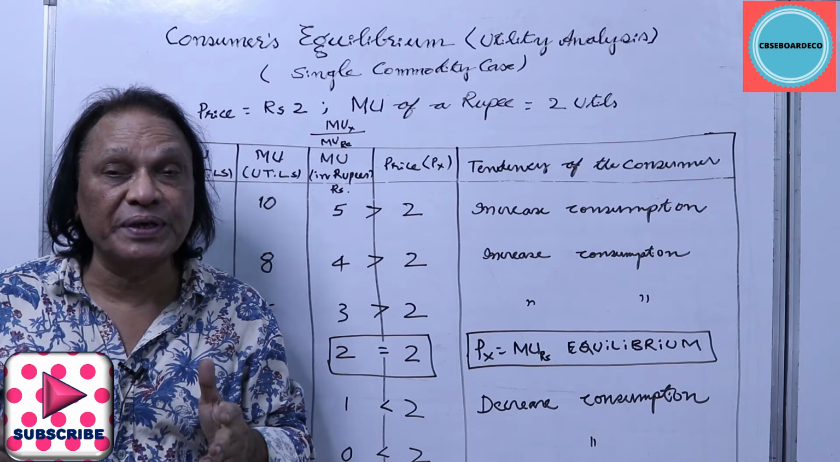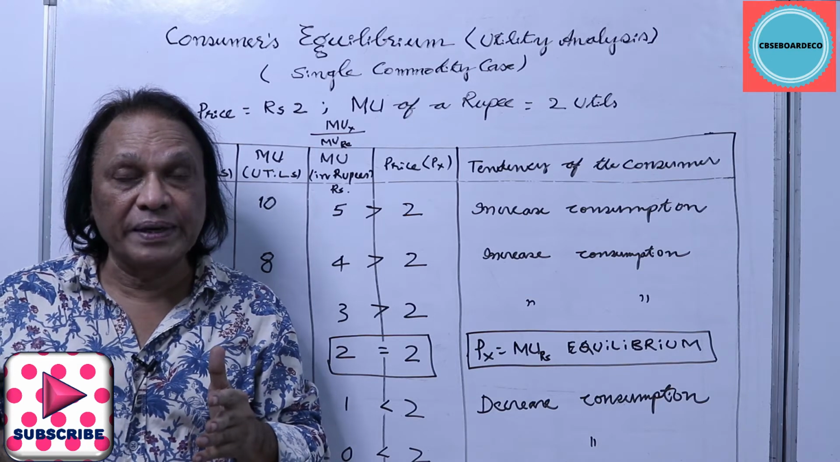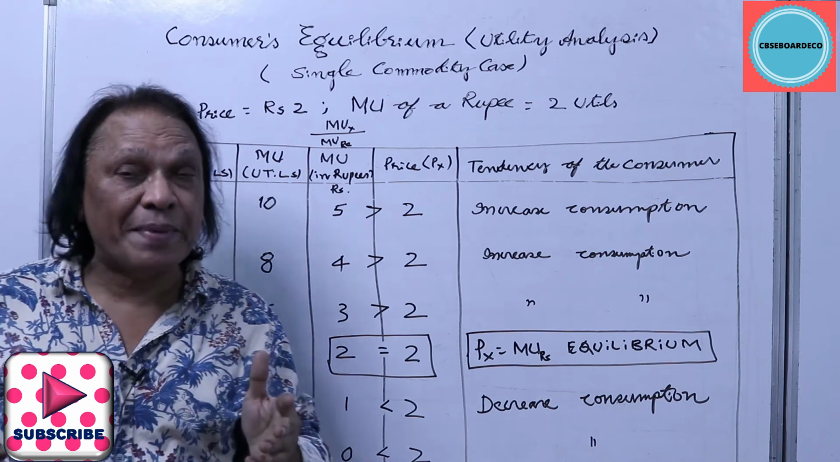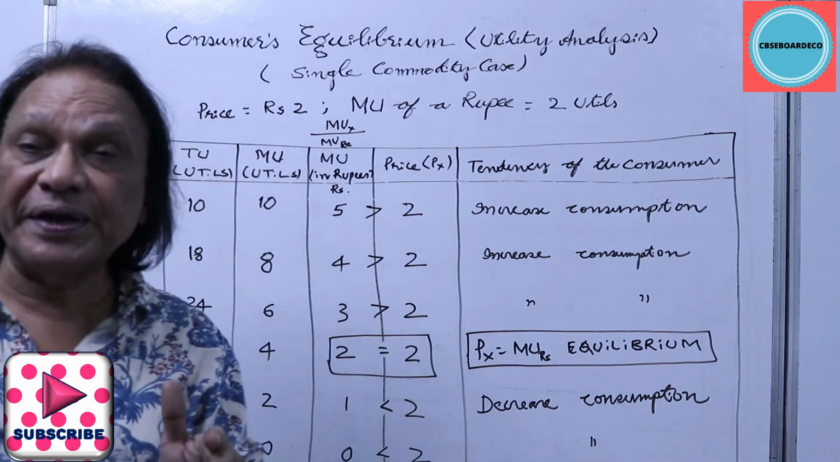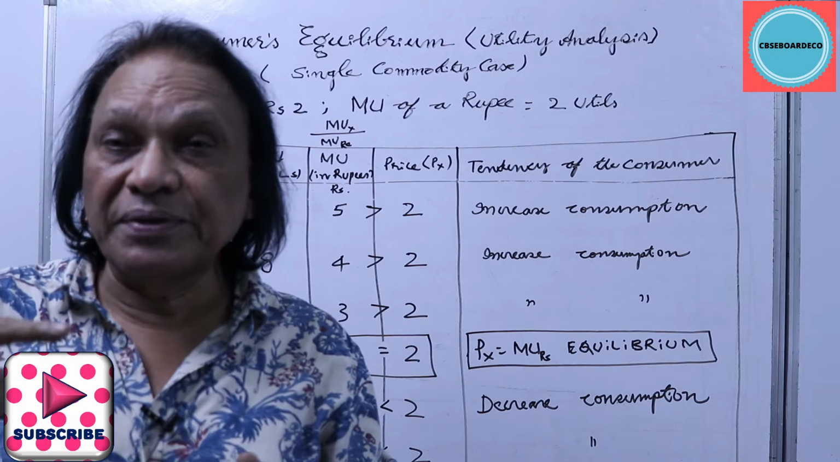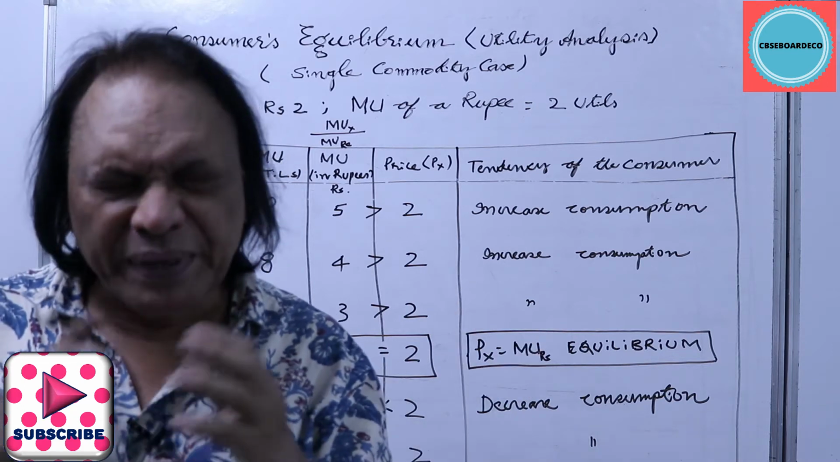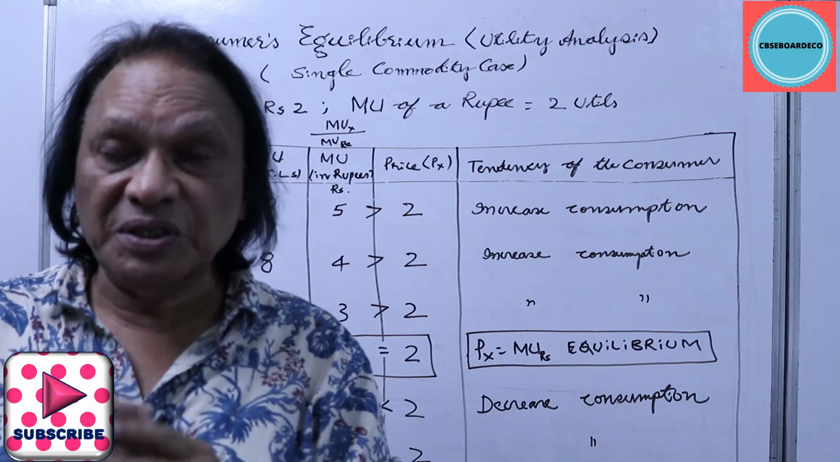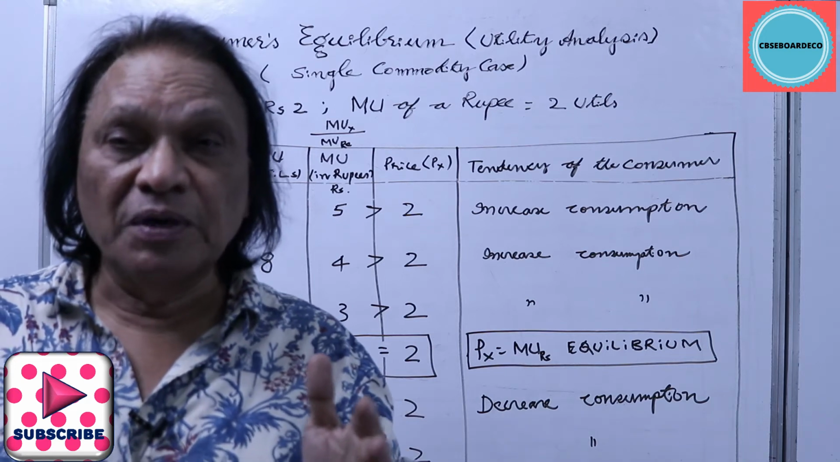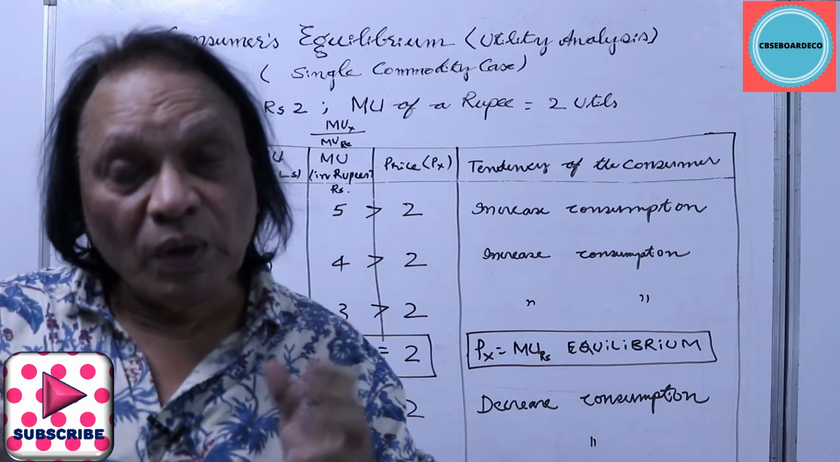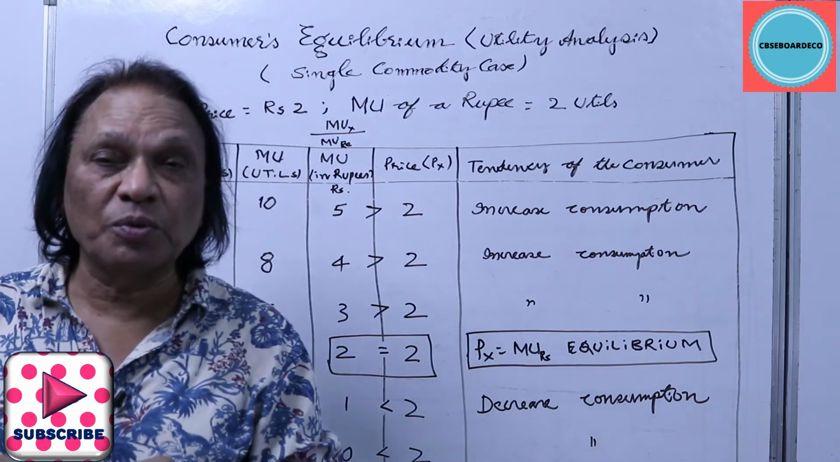The consumer is in equilibrium when he is getting fully satisfied, getting maximum satisfaction, where he has no desire either to increase or decrease his consumption. His satisfaction is maximum for the amount of money he's spending in the market. What does it mean here, consumer's equilibrium?